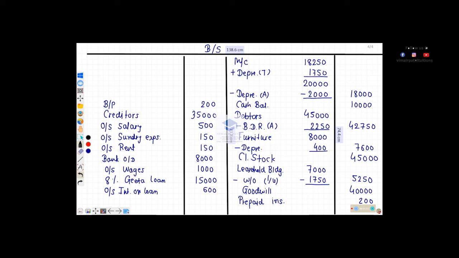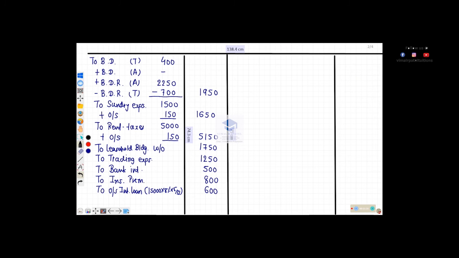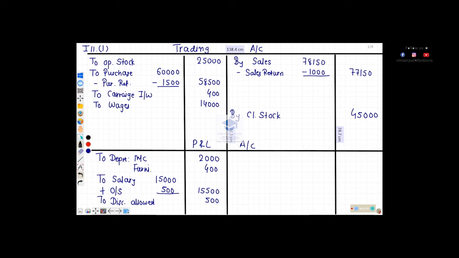Now we will close the accounts. In the trading account, the credit side total is higher, so there will be gross profit. This is your gross profit, which will be transferred to the credit side of the profit and loss account.